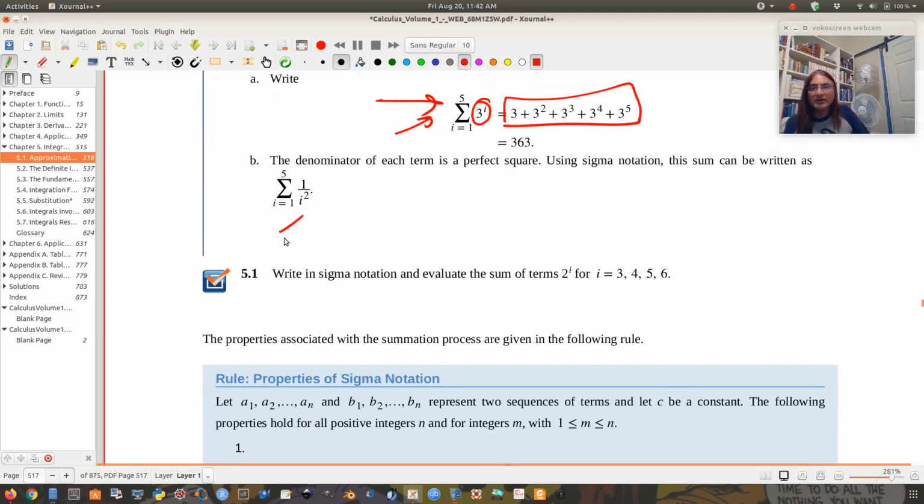Okay, what about this one? So this one would be, first take I to be 1, so 1 over 1 squared, plus then replace I with 2, so 1 over 2 squared, plus 1 over 3 squared, 1 over 4 squared, up to the top value, 1 over 5 squared.